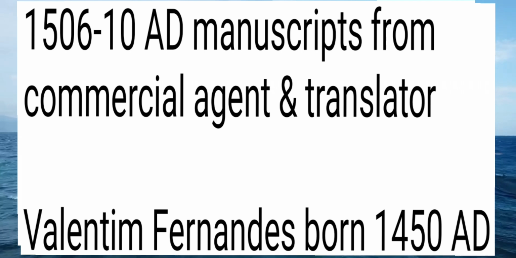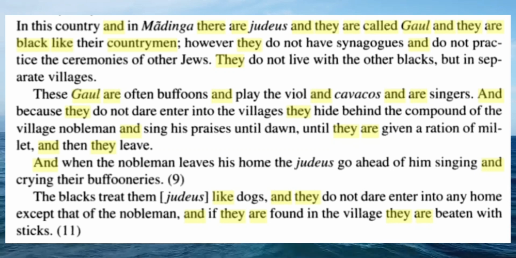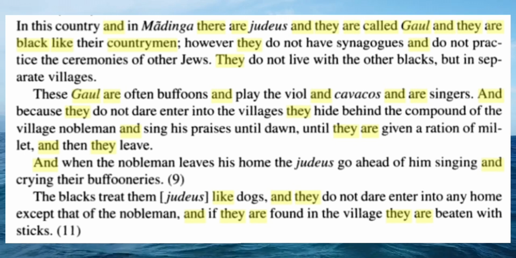The organizing of slaves, the transatlantic slave trade, was very organized. First it was organized, and then it was carried out. So we're going to go into the details on how they view some of their people. It says, in this country and in Mandinga, that's Africa, there are Judeans.